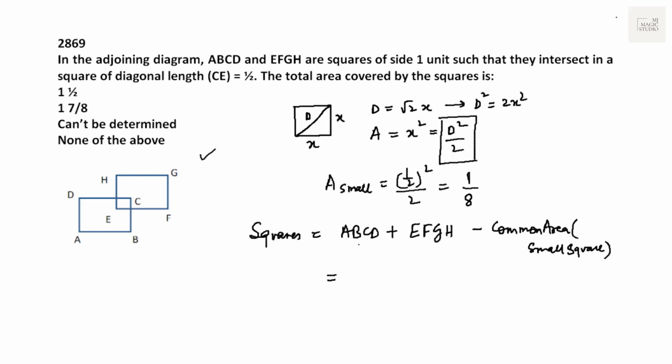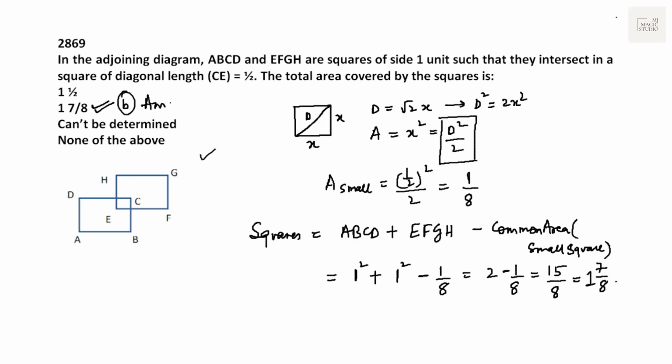So the total area covered up will be: ABCD area is 1 square unit because side is 1 unit, EFGH is also 1 square unit, minus common area 1 by 8. So this is 2 minus 1 by 8, that is 16 minus 1, 15 by 8 square units. The total area covered would be 15 by 8 square units. Option B is the correct answer.